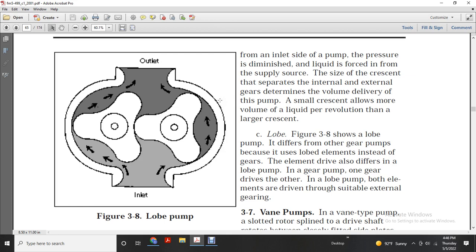Lobe. Figure 3.8 shows the lobe pump. The difference from the other gear pumps is that it has lobed elements instead of gears. In a gear pump, one gear drives the other. In the lobe pump, both elements are driven through suitable external gearing.